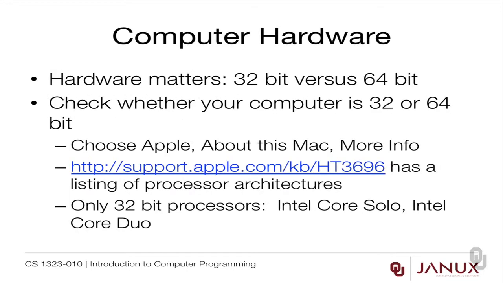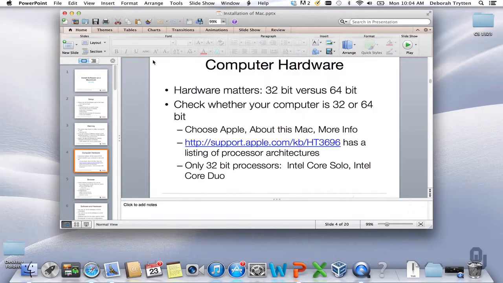Now, computer hardware actually matters a little bit when you're getting things set up. Some older computers are 32-bit. Almost all newer computers are 64-bit. To check whether your computer is 32 or 64-bit, we'll go to the Apple menu, then About This Mac and More Info. Let's do that now.